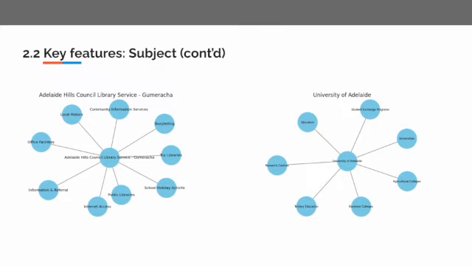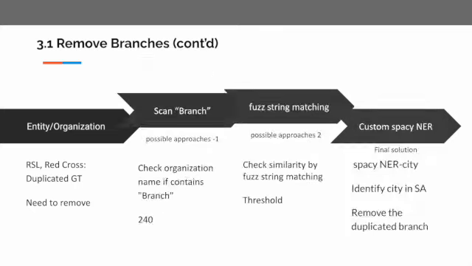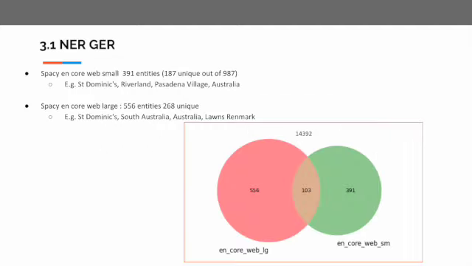Assuming the threshold is 70, in the table above, they are correctly labeled. In the table down here, some true branches have a very low similarity score, and there are also cases that are identified as false positives. A reliable solution is to use NER to recognize geographical locations and then remove them from the entity names. In the experimentation with the spaCy library's English language model, the small model identified close to 400 entities, while the large one caught 556. However, a significant portion of the entities remained unidentified.